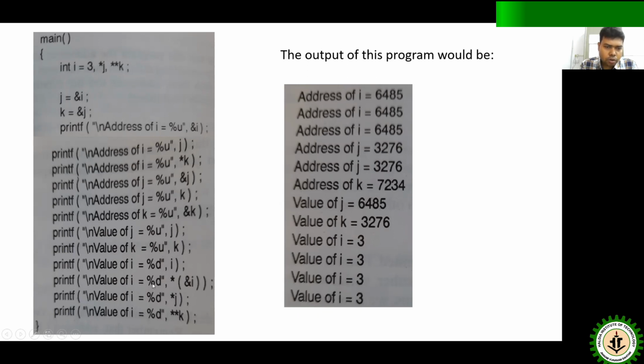And we can also print the value of k. As for the address of k, when we type ampersand k with percent u, what does it mean in this particular line? It means we are going to print the memory location of k. That is also possible by using ampersand k.